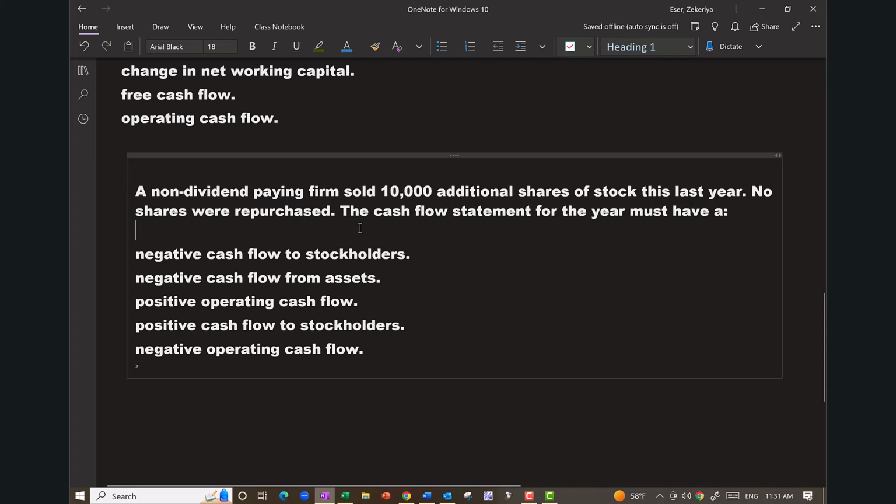And no shares were repurchased. The cash flow statement for the year must have something. Who's going to tell me the answer? Let me hear from different people, please. So no dividends are paid and you issue new equity, no repurchases. What do you think must happen? May happen is not the answer. Must happen. A lot of things may happen.